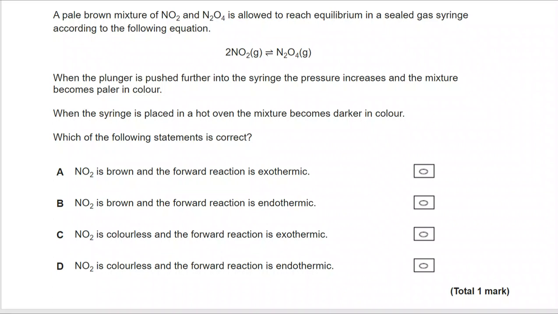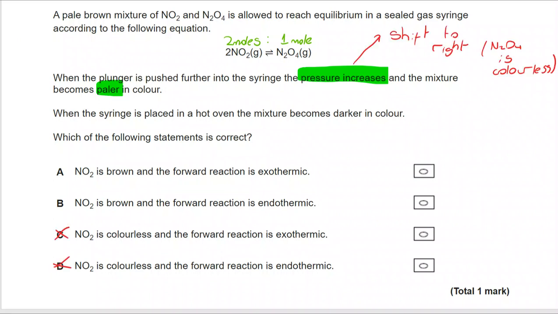And we have a lot to think about here. First of all, we're going to look at the fact that we've got 2 moles of reactant make 1 mole of product. We have got further information here. When the pressure increases, the mixture becomes paler in colour. So if we are shifting the equilibrium to the right, which is what would happen if we increase the pressure, because there are fewer moles, and the mixture is getting paler, that tells us the N2O4 is colourless, which means that the NO2 must be what contributes the brown colour.